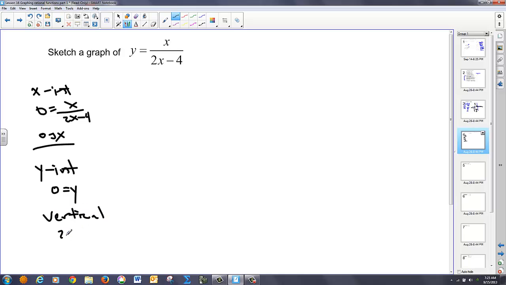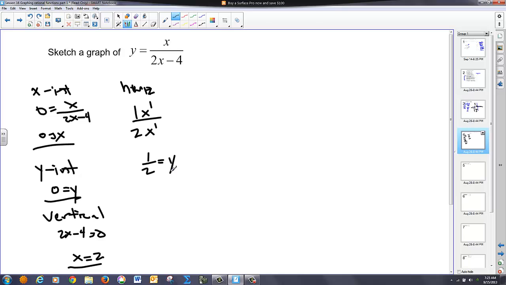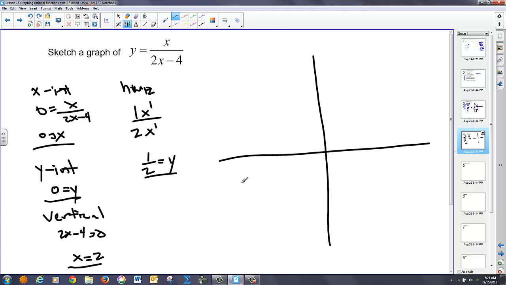My vertical asymptote, set the denominator equal to 0, so 2x minus 4 equals 0, x equals 2 is going to be my vertical asymptote. My horizontal asymptote, you'll notice I have x to the first, there's a 1 in front of that, and 2x to the first. Since my degrees are equal, divide the leading coefficients, and I get y equals a half for that horizontal asymptote. Now I'll go ahead and start sketching this. X and y intercept of 0. Y asymptote of a half.